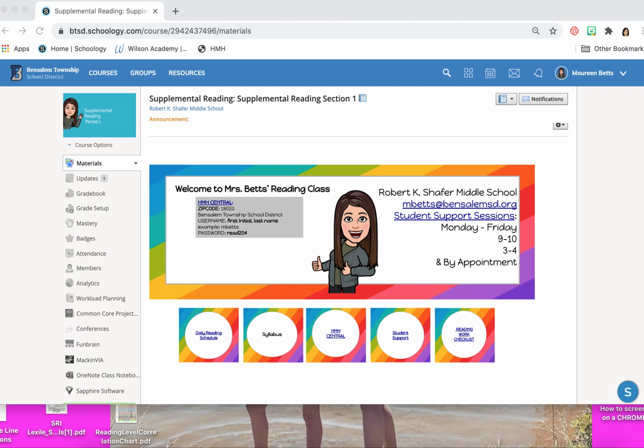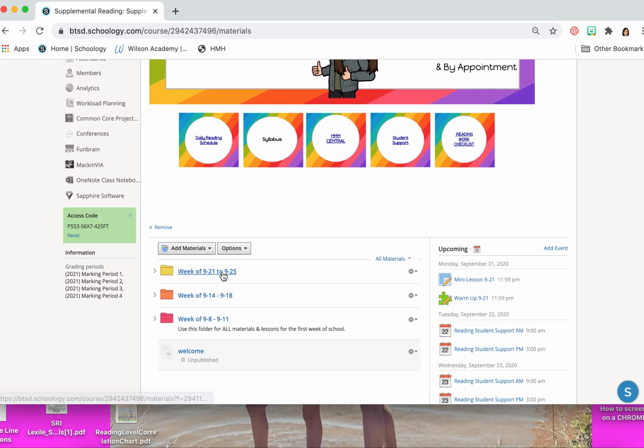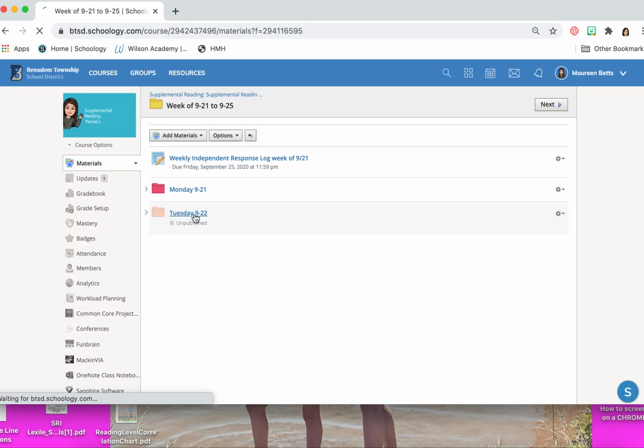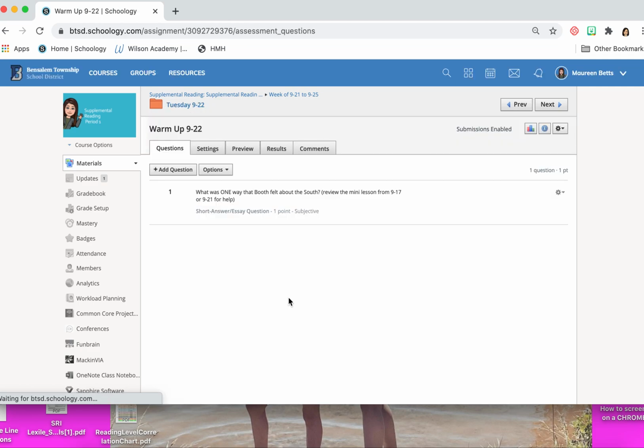I did change the background to match our rainbow folders. So let's take a look down here. We're going to go into the week of 9/21 to 9/25. This will be published for you. We're going to start with our warm-up.